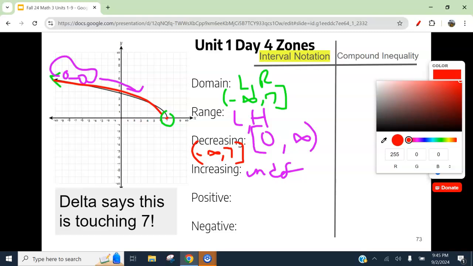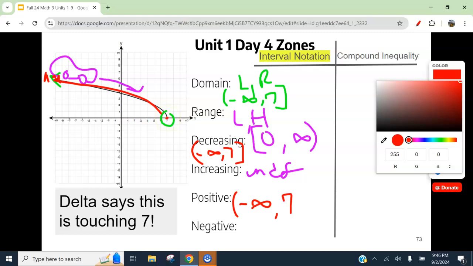Positive zone, everything here is positive zone. Positive zone is anywhere we're above the x-axis. This whole entire thing, except for one little spot, is above the x-axis, so it's a good one to do for positive zone. From negative infinity, when we first started, it was already positive back here. It continues to be positive until we get to 7, but at 7, it is sitting on the x-axis. It's not above the x-axis.